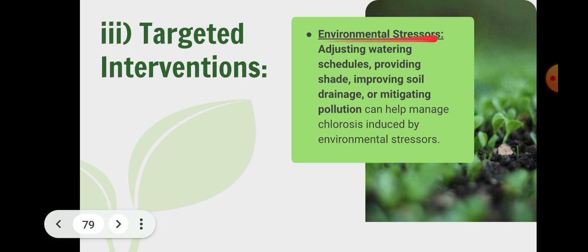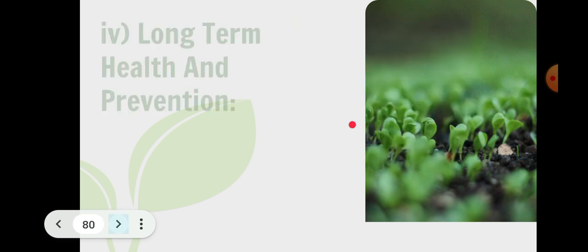Next, environmental stressors. In case of environmental stressors, adjusting the watering schedules, providing shade, improving soil drainage, and stopping pollution can help manage chlorosis which is caused by these factors.